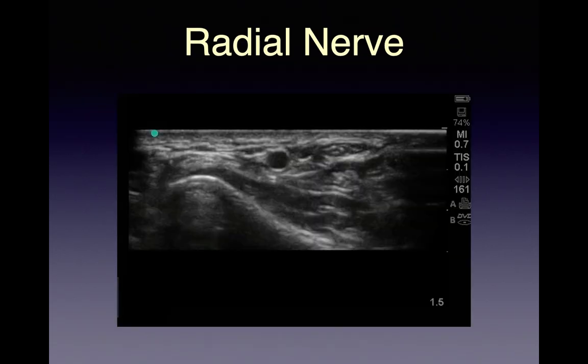Here we see the radial nerve, highlighted in yellow, adjacent to the radial artery. I've outlined the radius bone here for you in blue. The radial nerve is usually smaller in comparison to the median and ulnar nerves, as its only function is to provide sensory innervation, while the other nerves have both motor and sensory fibers and therefore require more nerve fascicles.